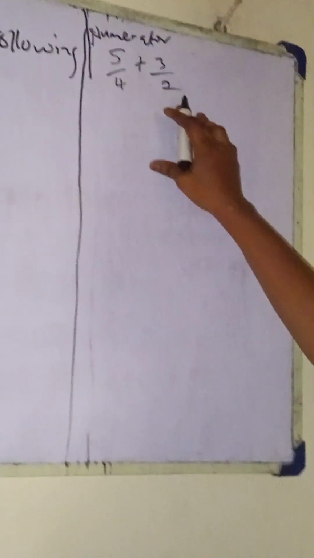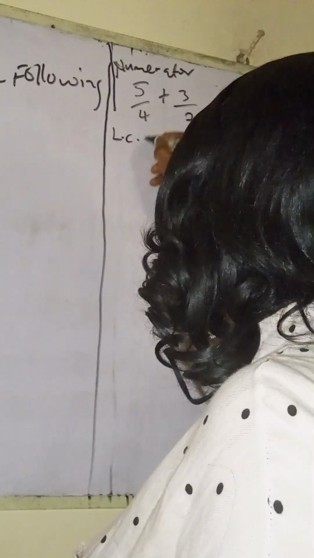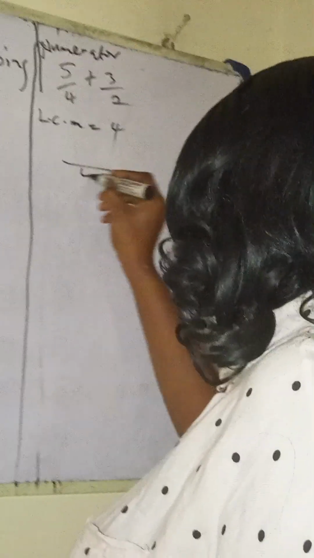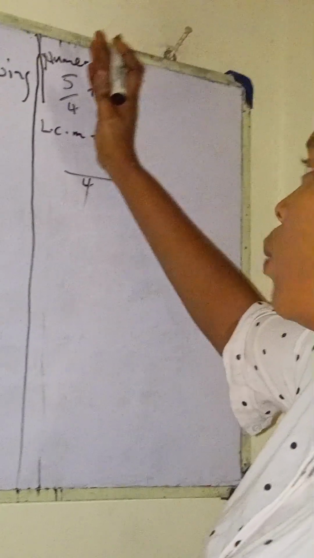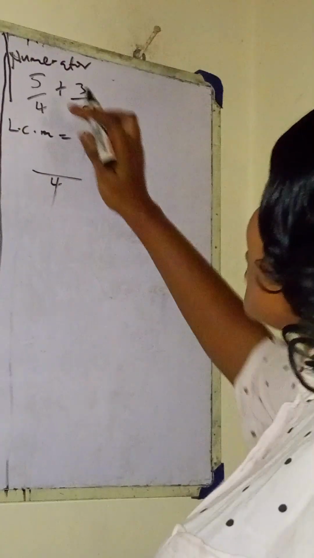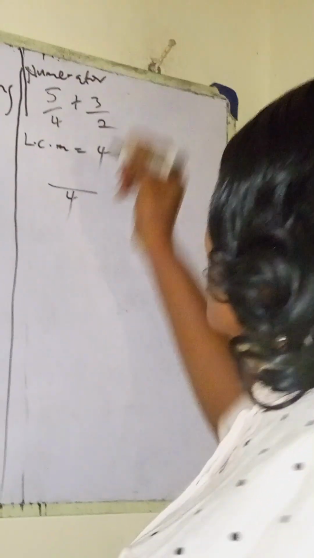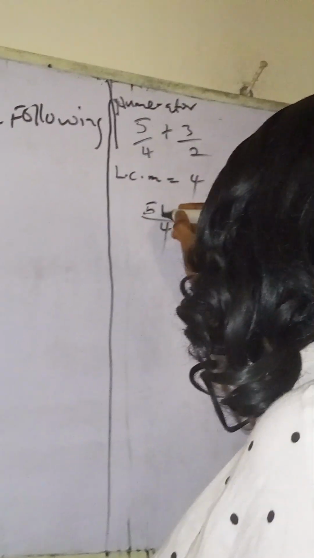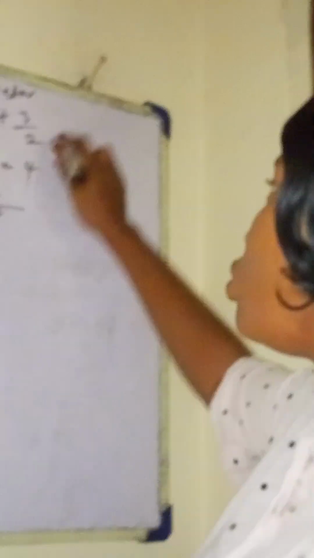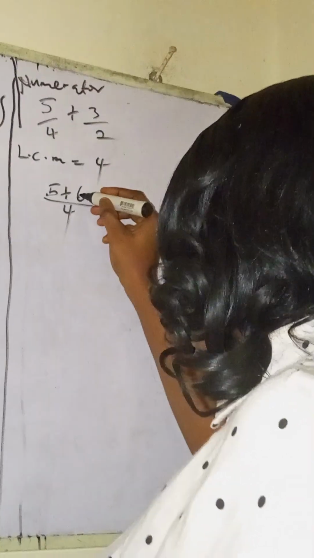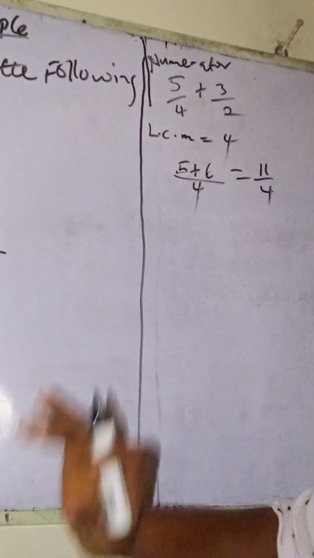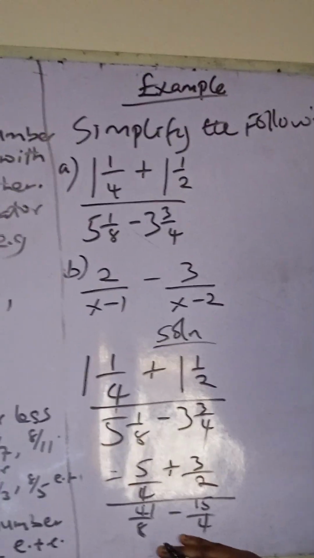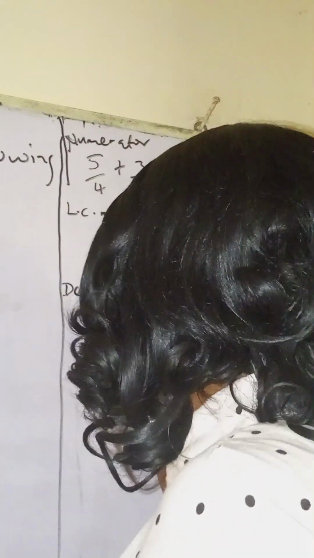Now the next thing we are going to do is look for the LCM. The LCM is 4, so I'll put down my 4. Using the LCM, we work on this fraction first. When we are through, we go to the next fraction. 4 divided by 4 will give us 1. 1 times 5 will give us 5. Plus 4 divided by 2 will give us 2. 2 times 3 will give us 6. So now 5 plus 6 will give us 11 all over 4. So we have solved for the numerator. We are now going to go down to the denominator because it has a fraction. So now I'm going to write denominator.